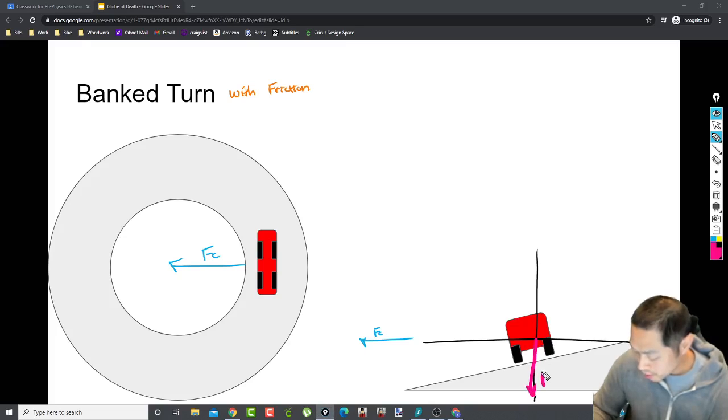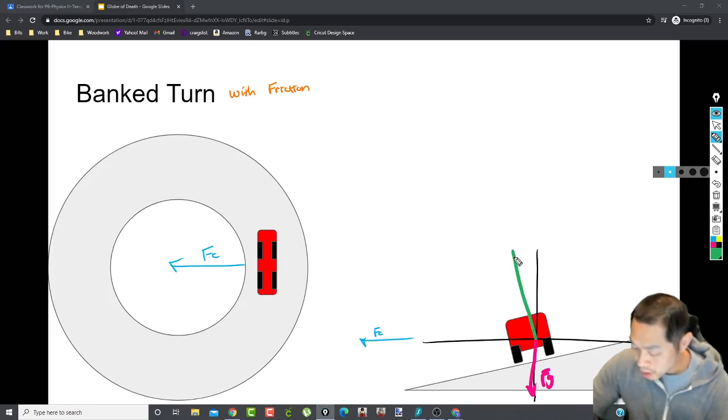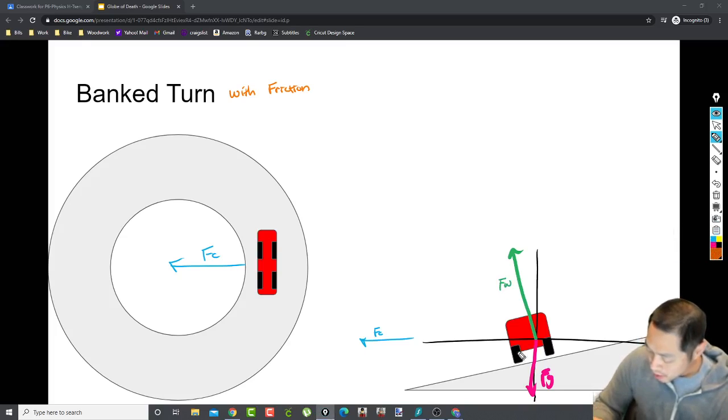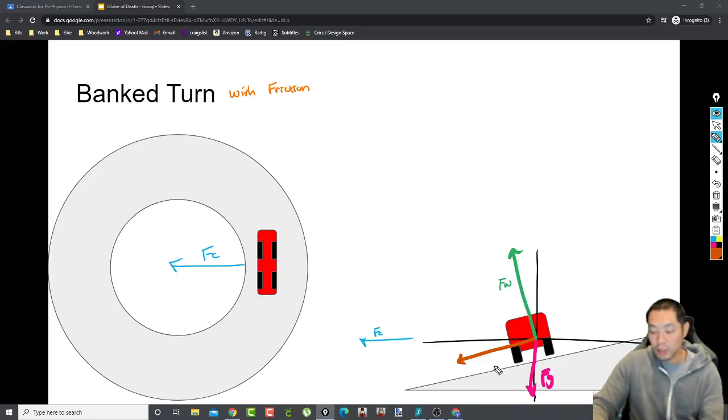So here's gravity. I'm still going to have the same normal. Let me choose a darker color this time. Same normal. But now we're going to have force of friction. And force of friction is going to be parallel to the surface. Like that. So this should be parallel, this should be a right angle to the surface, and this should be straight down.